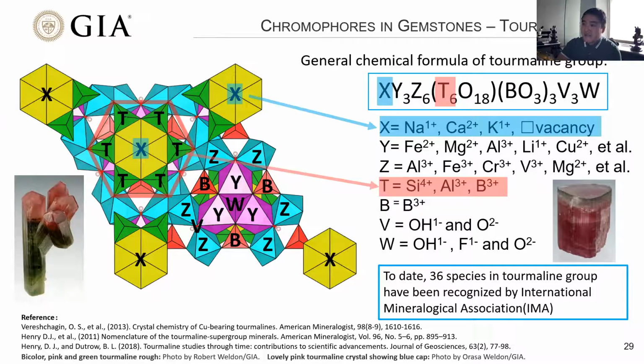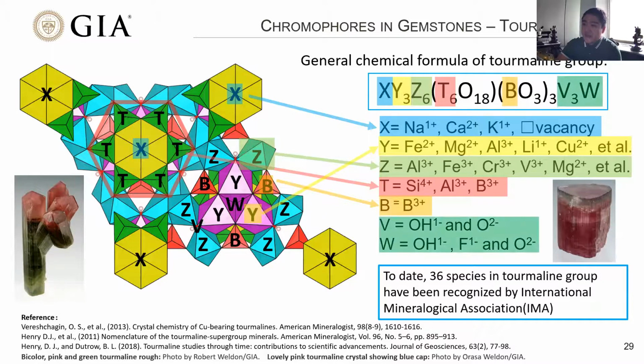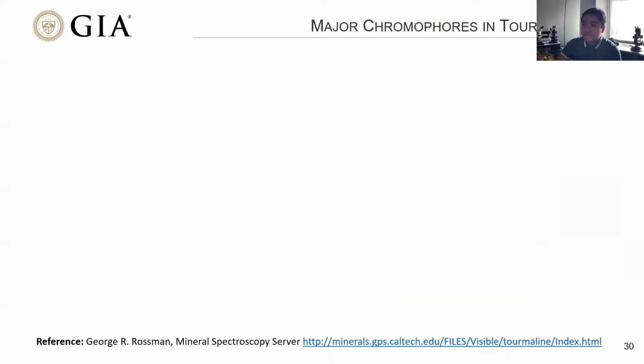Above the X sites, in another layer, there are triplets of octahedral Y sites, edge-connected octahedral Z sites, and boron-oxygen triangles. V and W sites are occupied by hydroxide, oxygen, and fluorine anions. To date, 36 species in the tourmaline group have been recognized by the International Mineralogical Association. Similar to corundum, tourmaline also shows a wide range of color.